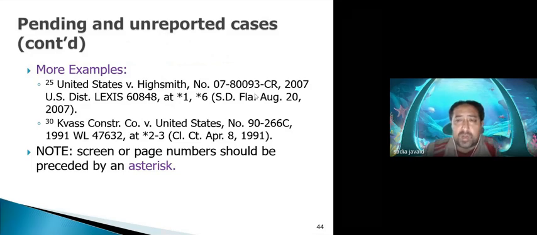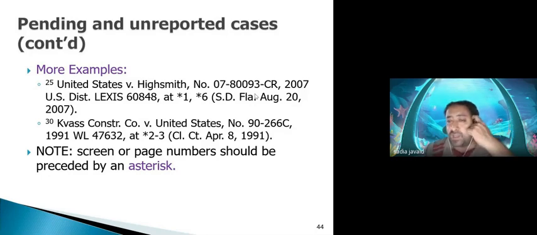Pending and unreported cases, more examples. United States versus Highsmith, number this one. You are looking at the complete date, 20 August 2007. This is an unreported case, which is why you are mentioning the complete date. And beneath, Quas Construction Company versus United States, again with the date 8 April 1991. A screen or page number should be preceded by an asterisk.